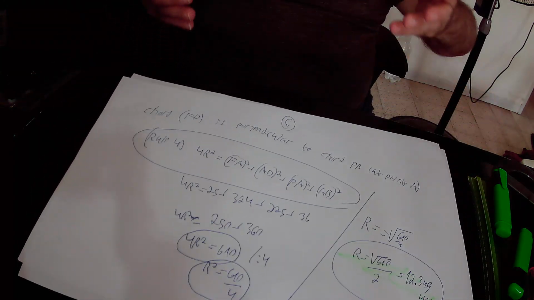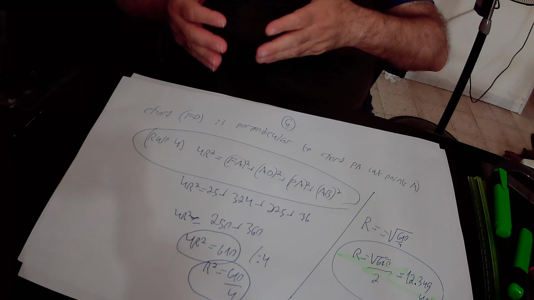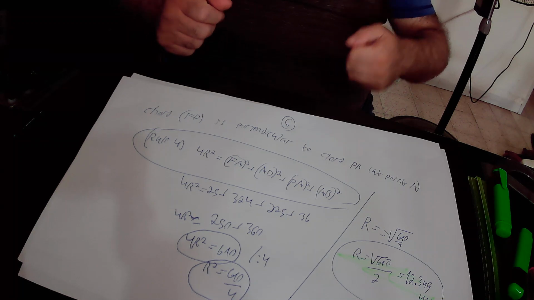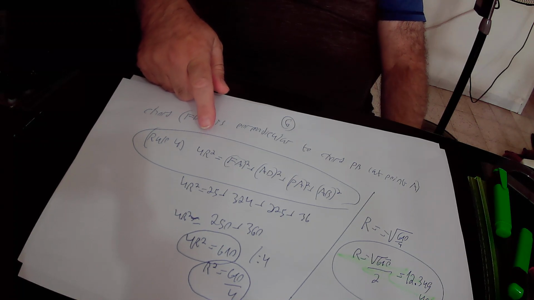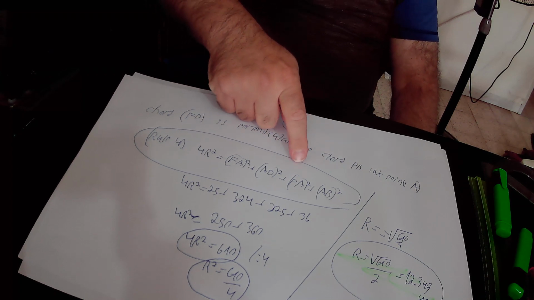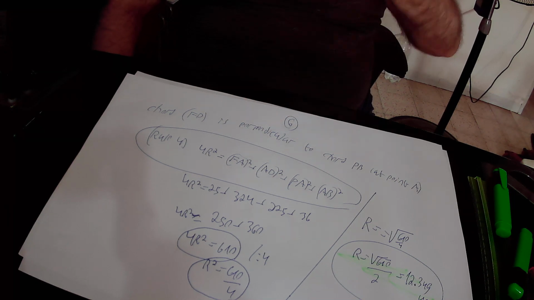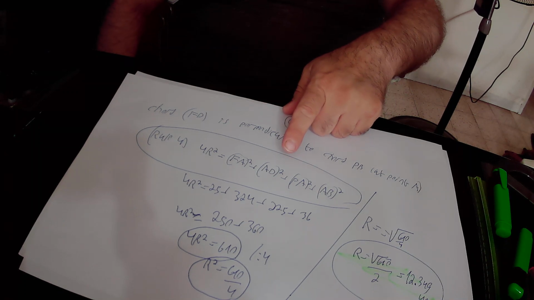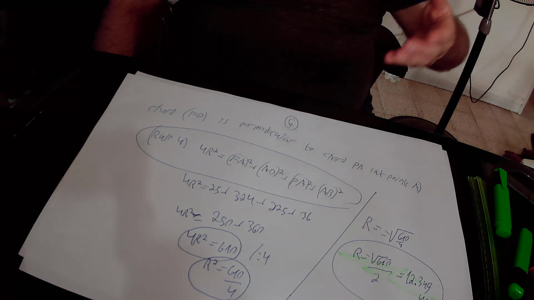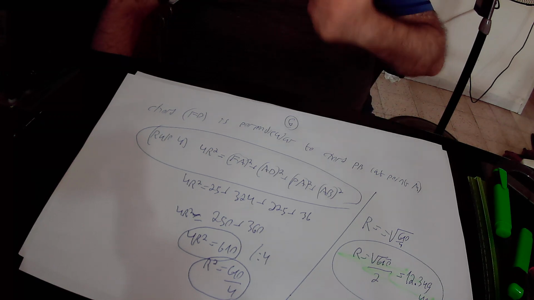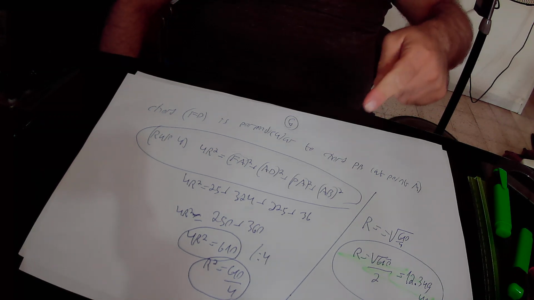Because the two chords FD and PB are perpendicular to each other, we implement rule number 4. So 4R squared equals FA squared. FA equals 5, therefore FA squared equals 5 squared, that is 25, plus AD squared. AD equals 18, therefore AD squared is 18 squared, that is 324, plus PA squared. PA equals 15, so PA squared is 225, plus AB squared. AB equals 6, so AB squared is 36.